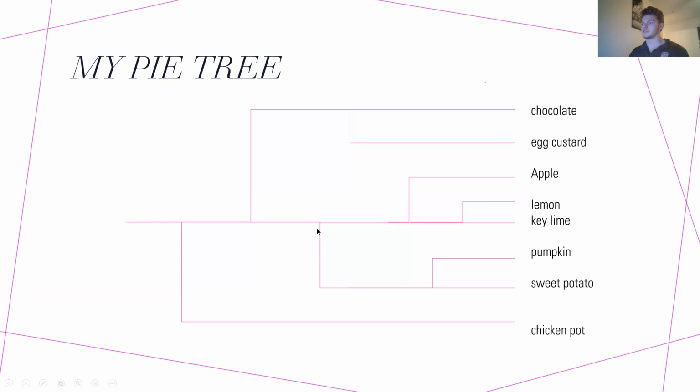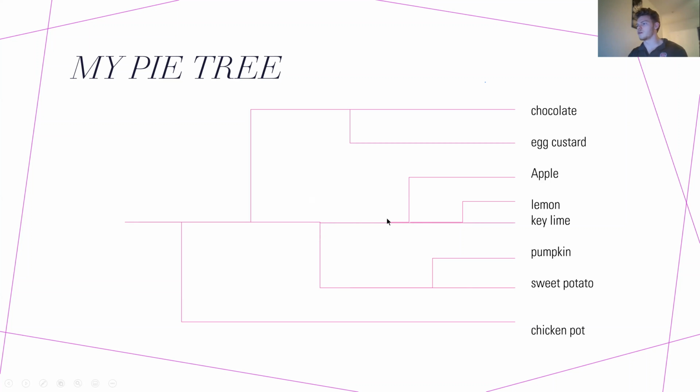So the next branch is going to branch off into pumpkin and sweet potato. At this point right here, we kind of start getting into our fruits and veggies and gourds, that kind of pies. Pumpkin and sweet potato are very closely related in taste as well as texture, so I thought that they fit a little further back here.